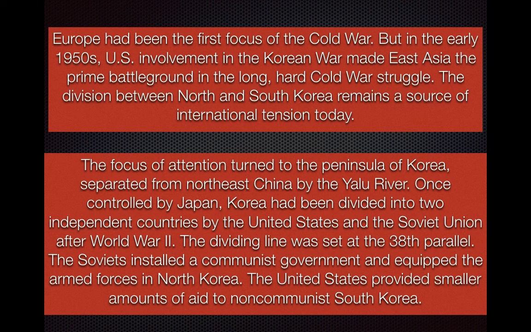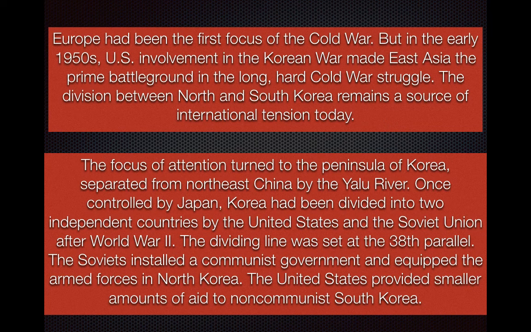Europe had been the first focus of the Cold War, but in the early 50s, U.S. involvement in the Korean War made East Asia the prime battleground in the long, hard Cold War struggle. The division between North and South Korea remains a source of international tension today.